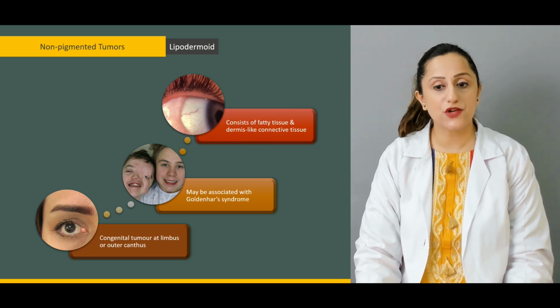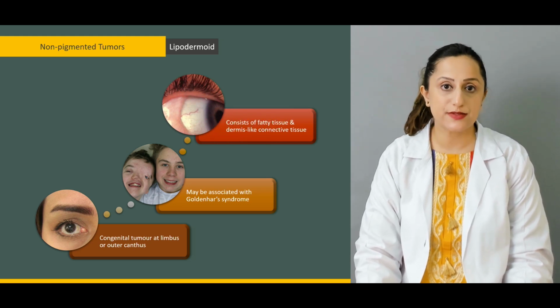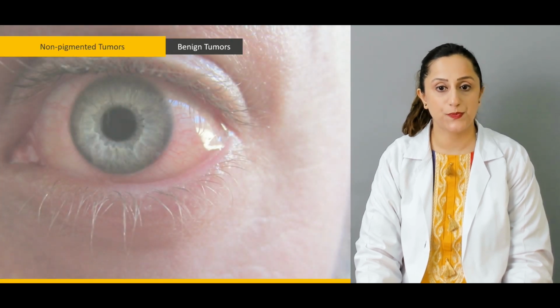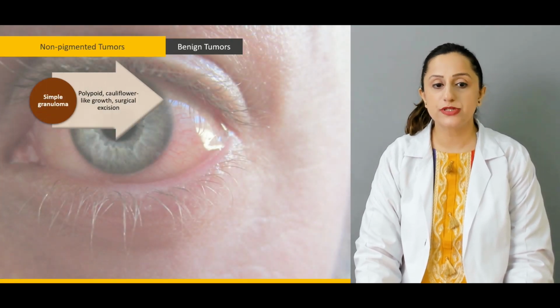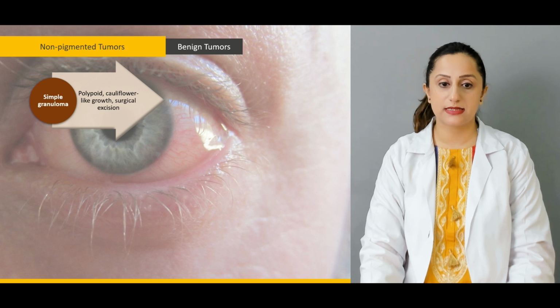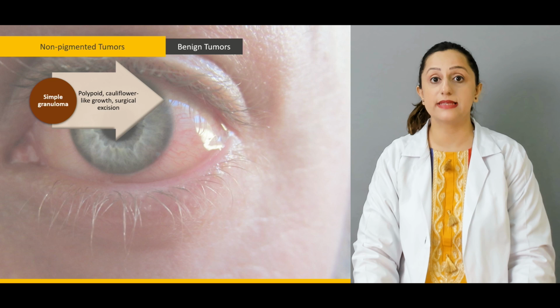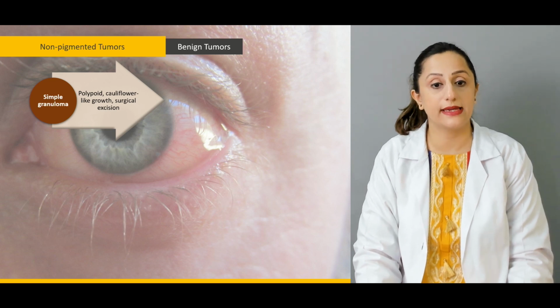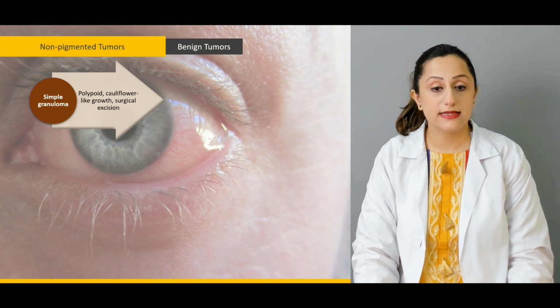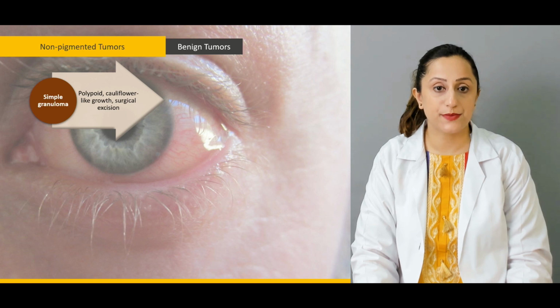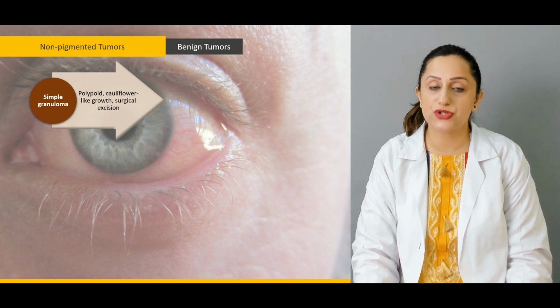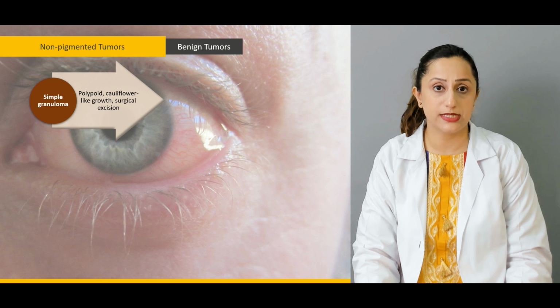It also consists of fatty tissues and dermis, for instance, connective tissue. The benign tumors, that is the simple granulomas, basically include the polypoids. There is a particular cauliflower-like growth that is present whenever we have the simple granulomas. Surgical excision is required for these simple granulomas.